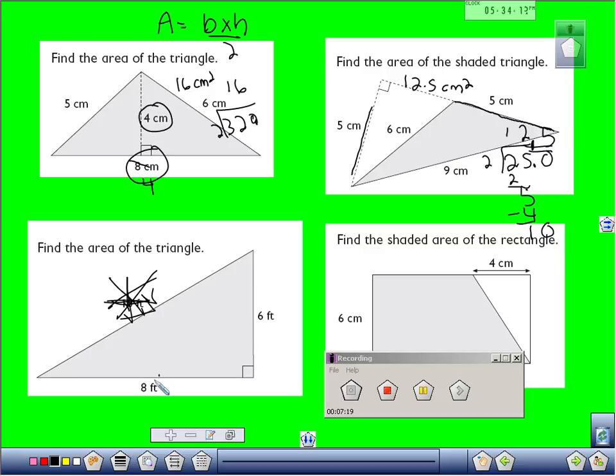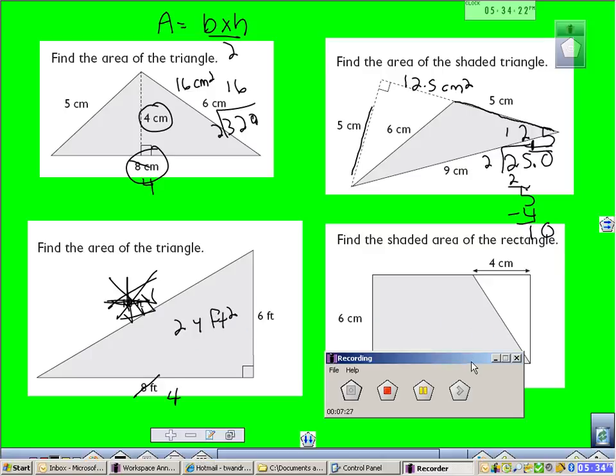We need to know half of 8 is 4. 6 times 4 is 24 feet squared. Okay? Let me move this out of the way.